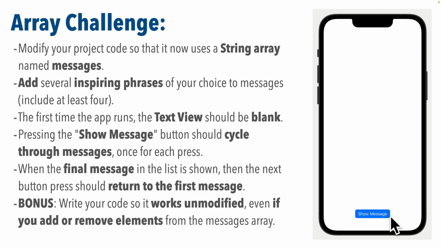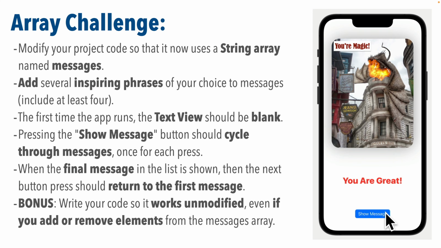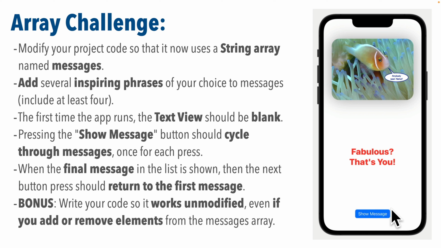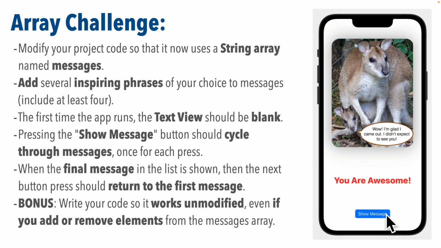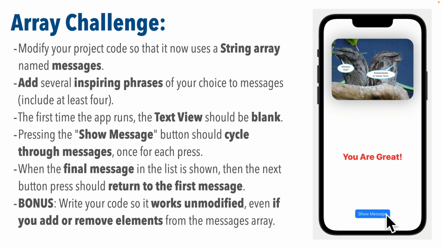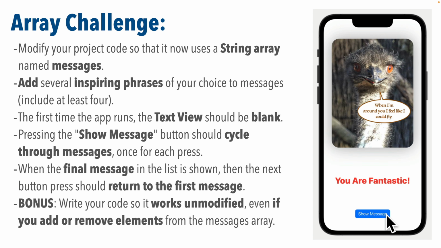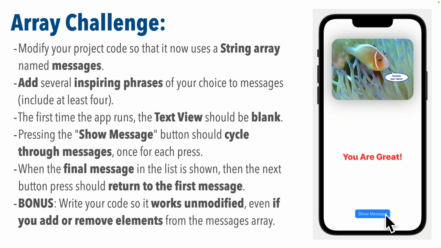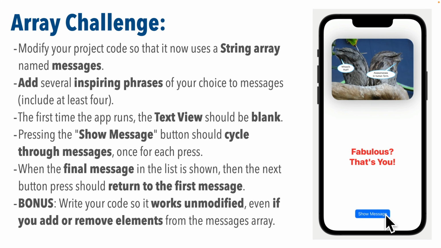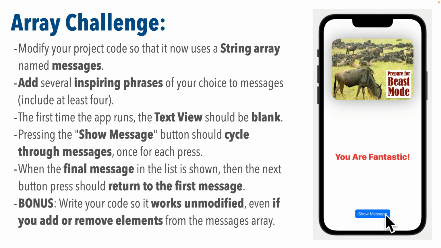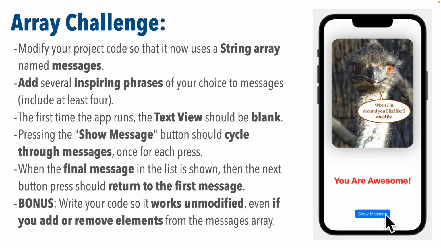So I've got 4 messages here. You are awesome. You are great. You are fantastic. Fabulous. That's you. When the final message in the list is shown, then the next button press should return you back to that first message. That's why I start again at "you are awesome." And bonus, write your code so that it works unmodified even if you add or remove elements from the messages array. So if I later go in and add 2 new elements to messages, I shouldn't have to make any more changes in my code for this to work and cycle through all the messages.